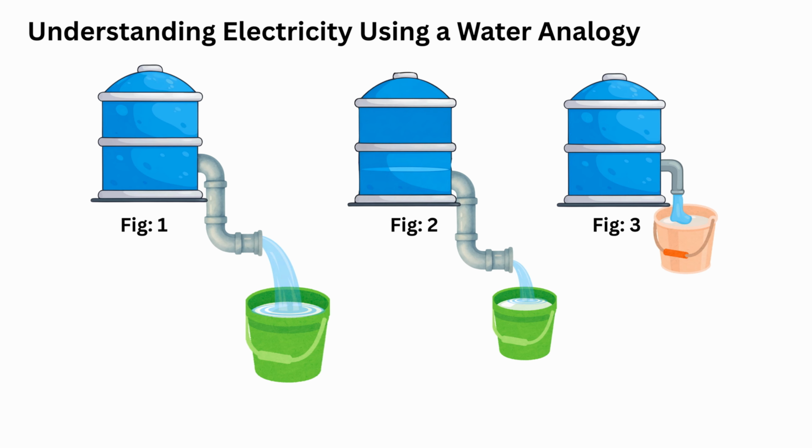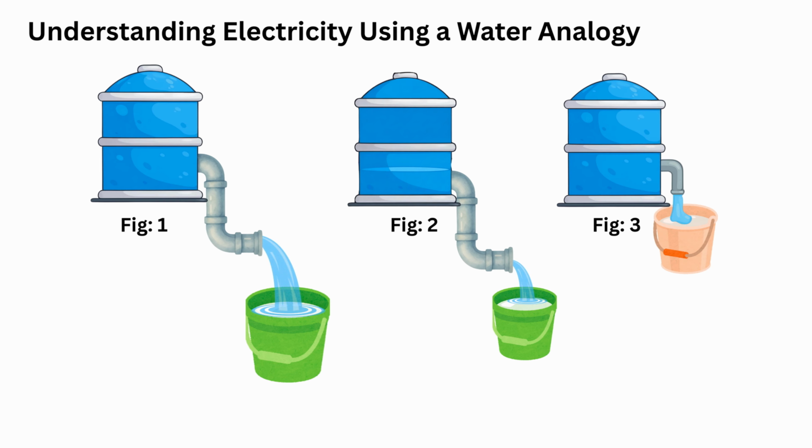Electricity might look complex at first, but it's actually very similar to how water flows. Let's understand with a simple example. Imagine a tank filled with water connected to a pipe. In the first case, the tank is full and the pipe is wide. So water flows strongly into the bucket. In the second case, the pipe is still wide, but the tank has less water. So the flow becomes weaker.